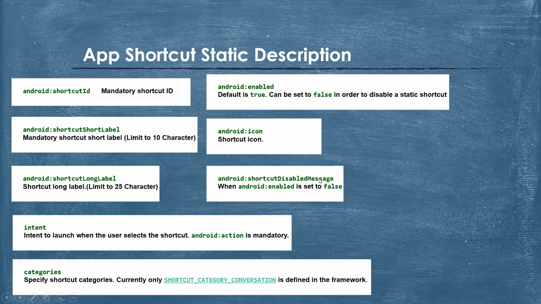The shortcut disabled message will be displayed only when enabled is set to false. And the intent is whatever action you want to take on that particular click: an activity, or if there is any fragment or whatever condition you have, you can launch it using that intent. And in the category, we have only one category available right now, which is the shortcut category conversation. So this is pretty much the theory part, and we will see the code part now.